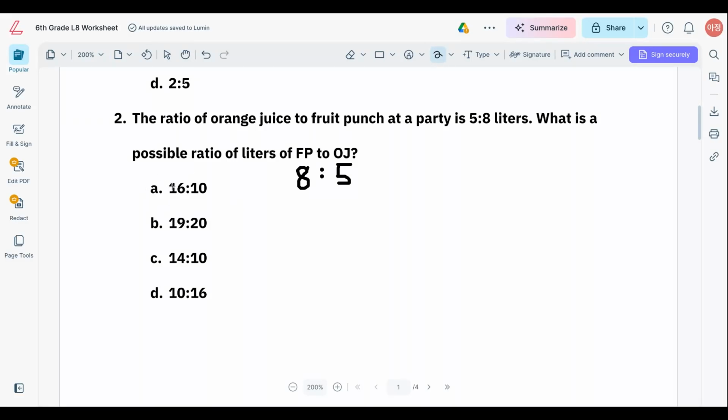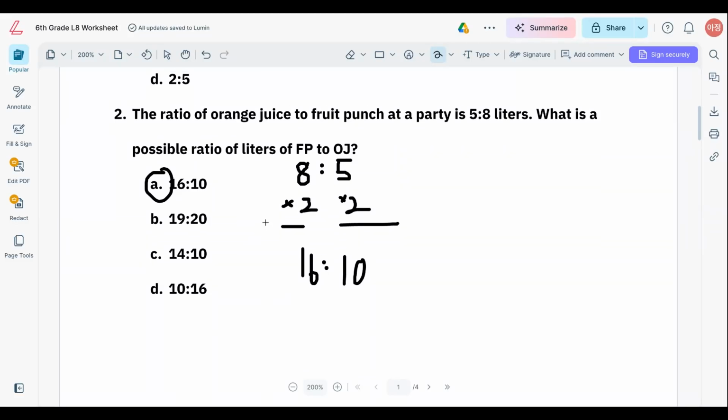So if you look at option A, it's 16 to 10. So that means we would have to multiply by 2 to get 16. Then you also multiply by 2 to 5. So when you multiply 2 to 8, that's 16. Multiply 2 to 5, that is 10. So yeah, A is the correct answer.